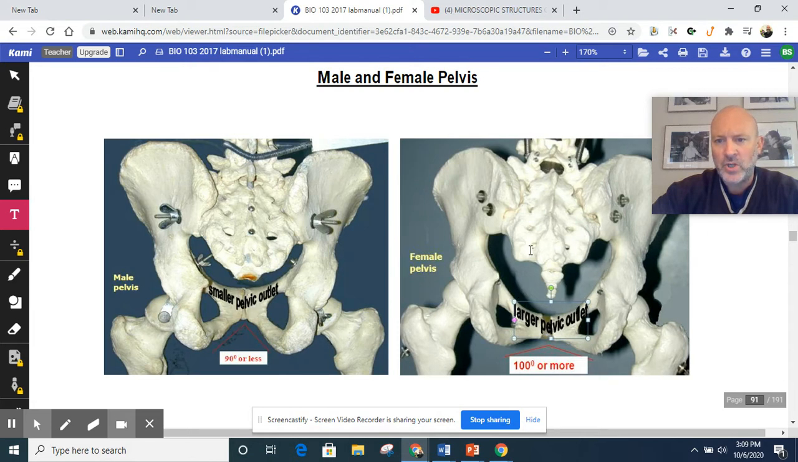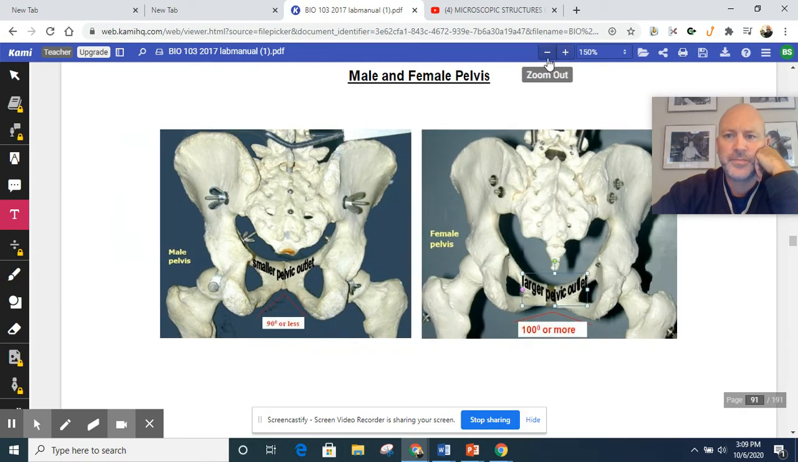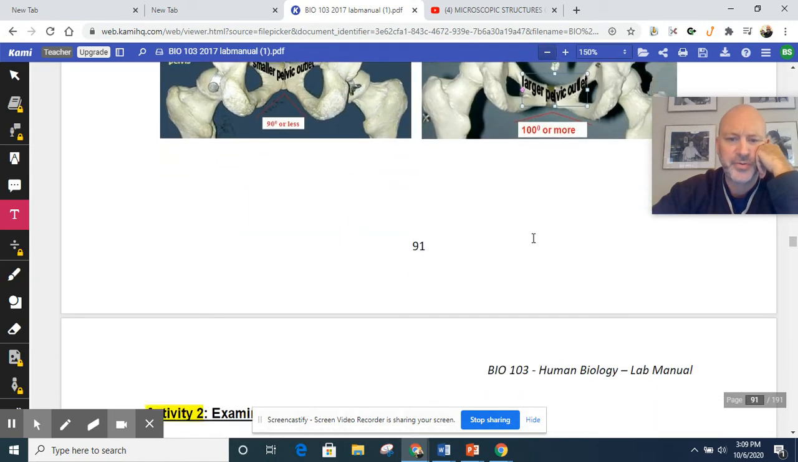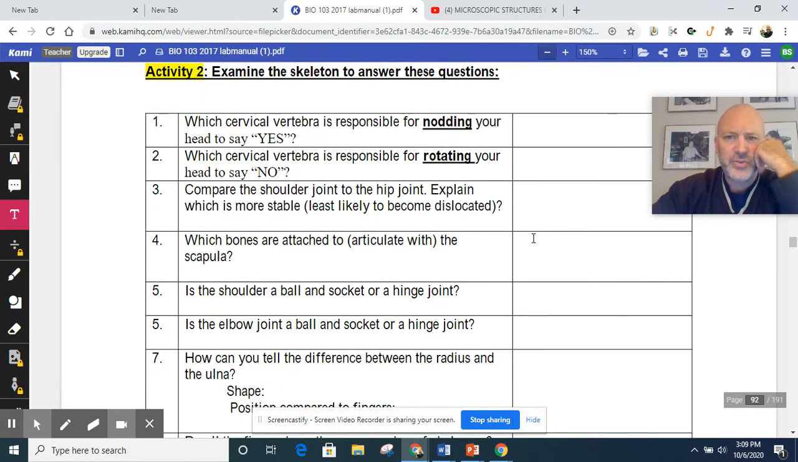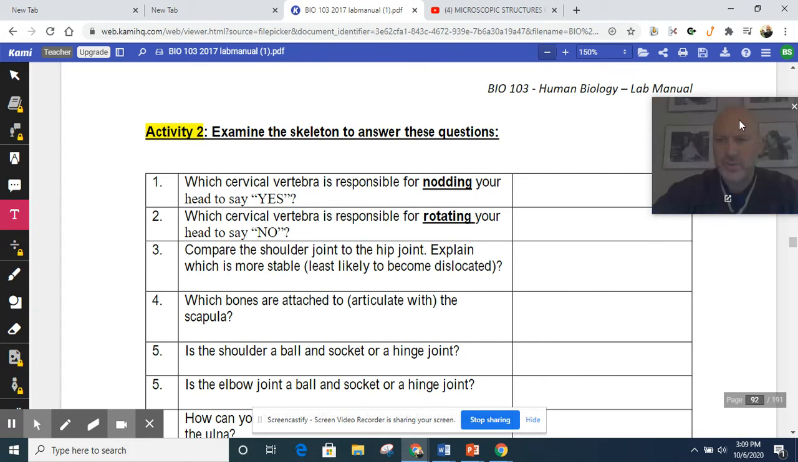Also, this pelvic outlet, this space in here, is larger in a female compared to the male. And that makes sense because females are the ones that have to give birth, right? Have to perform childbirth.